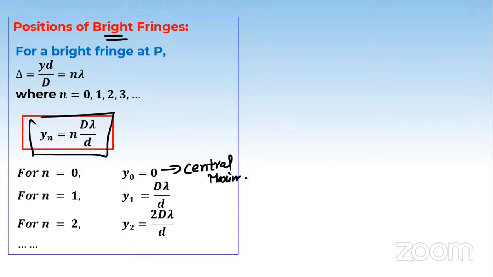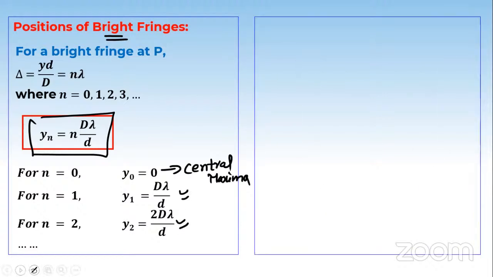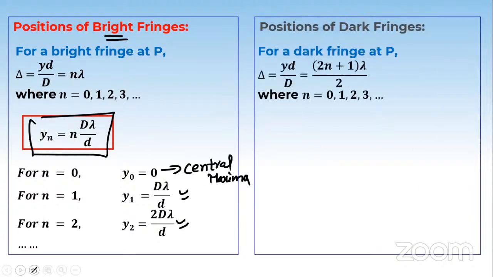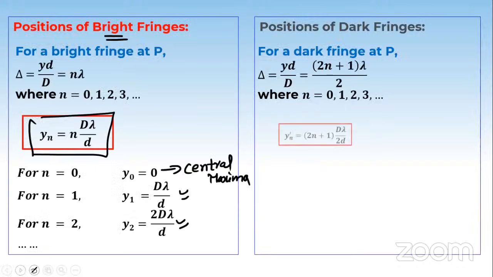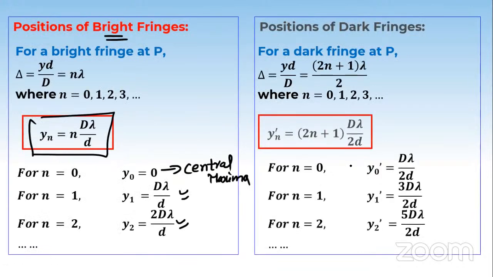This is central maxima. This is the position of first maxima. This is the position of second maxima. And on the next side, we can see the dark fringes. This will give you the location of the minima: n equals 0 will give you the first minima, dark spot, dark band. This will give you second minima. This will give you third minima.